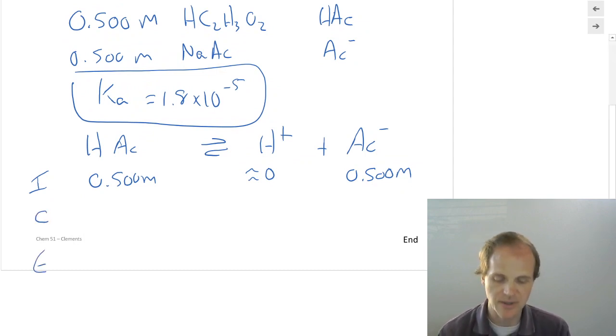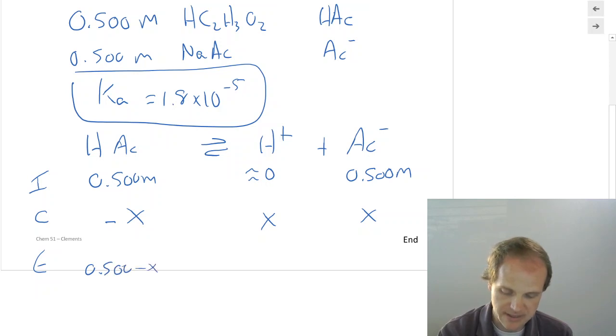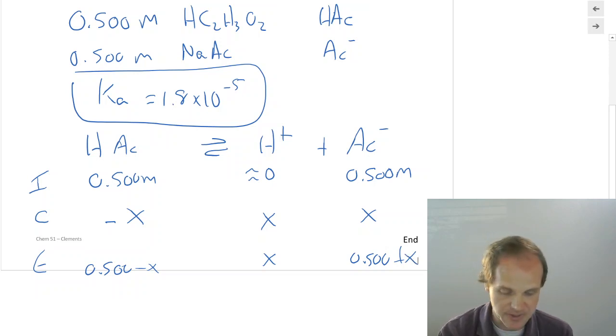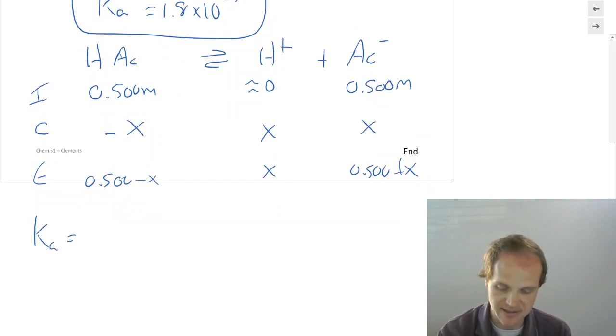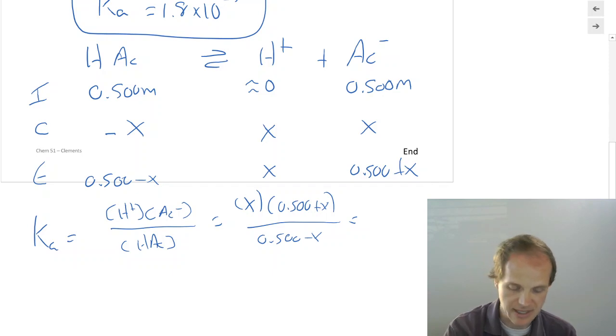All right, what's going to be our change? Which way is this going to go? Well, if we assume that the H is 0, then it's got to go to the right. So we're going to get positive there. We're going to get minus here, 0.500 minus x, x, 0.500 plus x. And we substitute that into our K expression. Ka is H plus AC minus over HAC, is x times 0.500 plus x over 0.500 minus x, and that's equal to our K value, 1.8 times 10 to the minus fifth. 10 to the minus fifth versus 10 to the minus 1, 4 orders of magnitude.